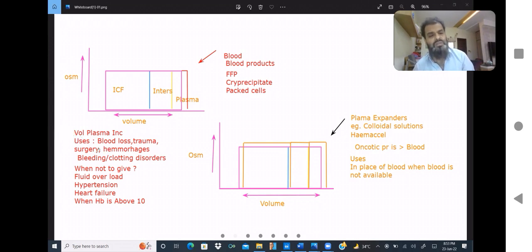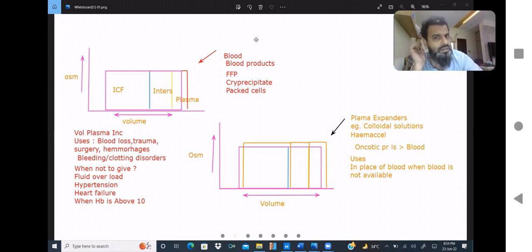And when can we give it? The uses majorly: blood loss, trauma, surgery, hemorrhages, bleeding, clotting disorders. Any patient who requires some clotting factor, any patient who requires plasma, and a lot of cases we can. And when not to give? This is an important question. Remember one thing. एक तो देखें इससे क्या हो रहा है, extracellular space का volume बढ़ रहा है. If the volume of the extracellular space is increasing, obviously of the plasma, we should not give it in hypertension. We should not give it in heart failure. The same thing when we talked about in isotonic solutions and hypertonic solutions. I guess you remember it.